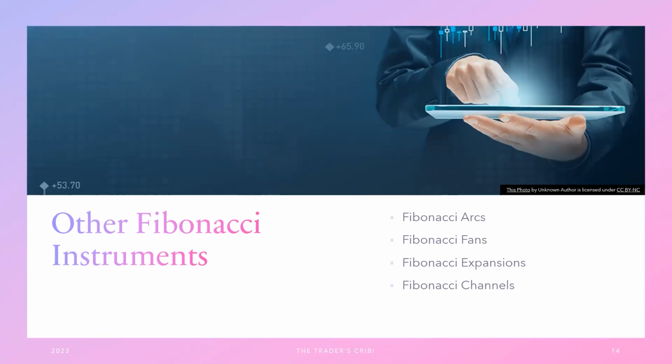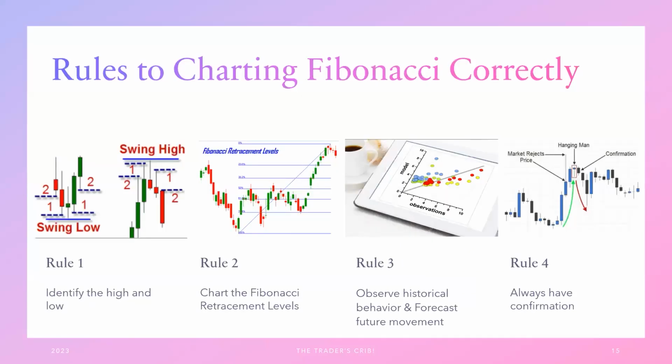But once you find the tool, you'll be able to play with all these other tools and have fun with it. See what you like best out of using Fibonacci. Okay, so rules to follow as far as charting Fibonacci. Rule 1, identify the high and the low. Rule 2, chart it. Chart the Fibonacci based off the high and the low. Then rule 3, observe the historical behavior and forecast future movement.